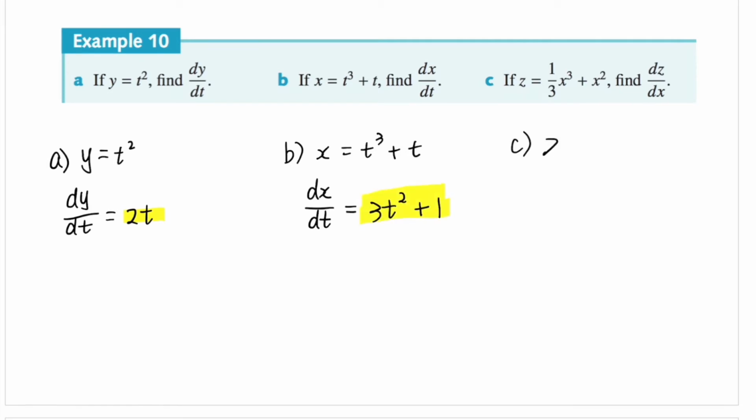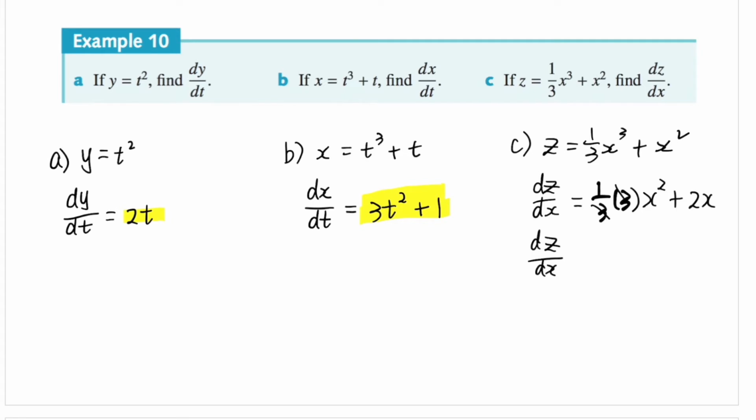The last question, we have z is equal to one third x cubed plus x squared, and we want to find dz over dx. So we want to find the derivative of z with respect to x. Okay, so we bring down the power to multiply with the third, and then we reduce the power by 1. So 3 minus 1 equals 2. The second term we have, we bring the 2 to the front, and the power becomes 2 minus 1, which is 1. So 3 times one third equals 1, and dz over dx becomes x squared plus 2x. So we say that the derivative of z with respect to x is x squared plus 2x.